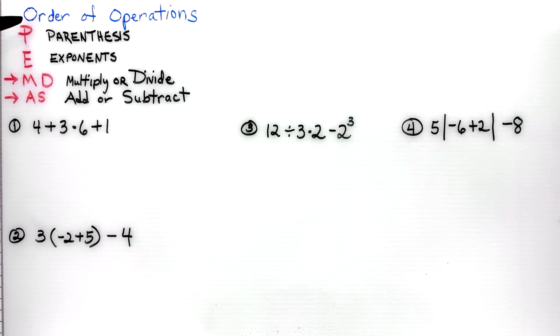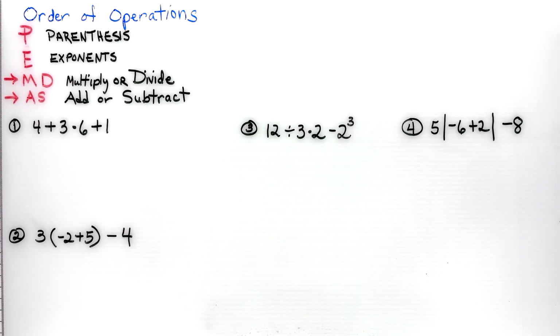PEMDAS. And so when I'm looking at this, P stands for parentheses, E, exponents. The M and the D stands for multiply or divide, whatever comes first from left to right. That's very, very important to know. And same thing for add and subtract, whatever comes first from left to right. That's why these are written side by side. It's always from left to right, just like you read numbers.